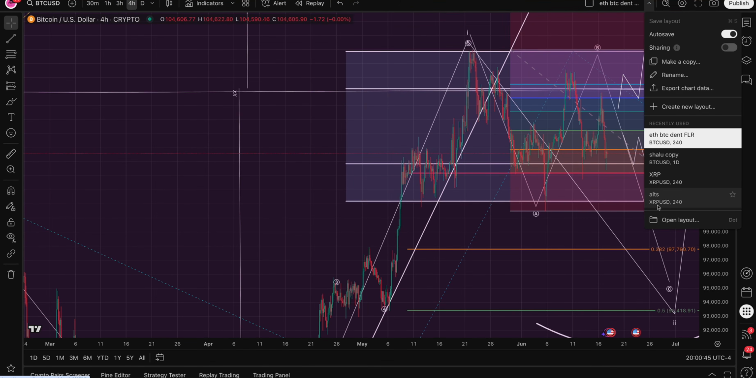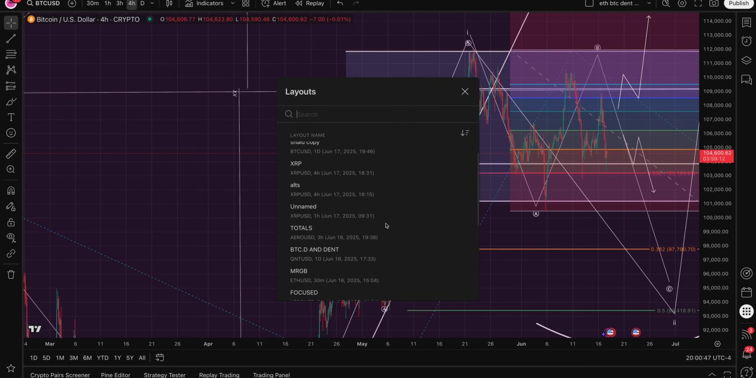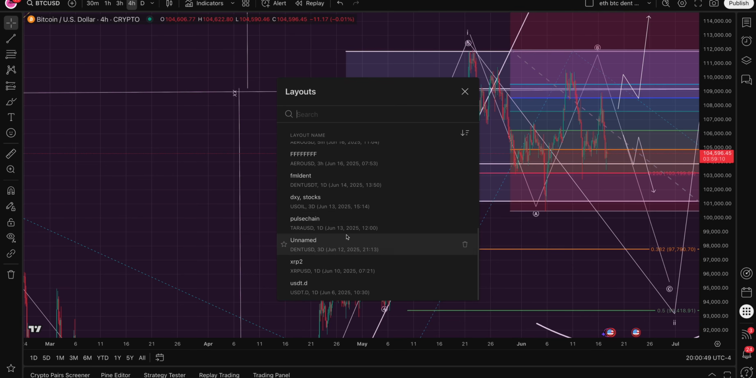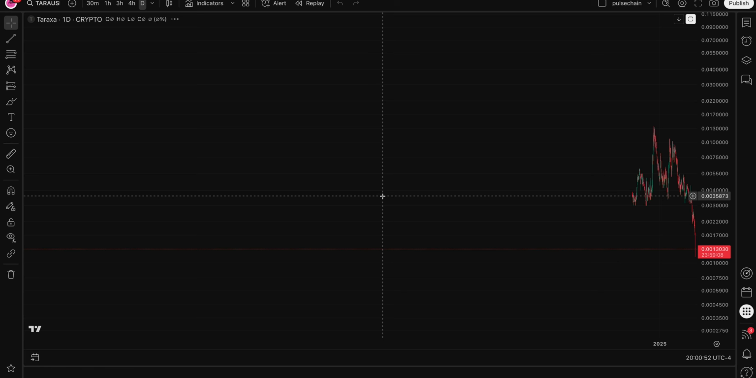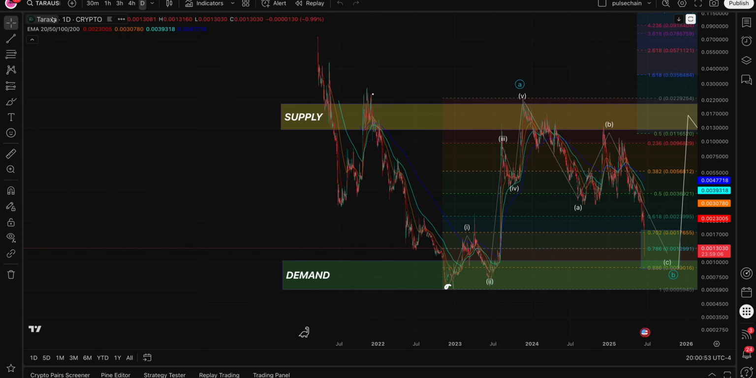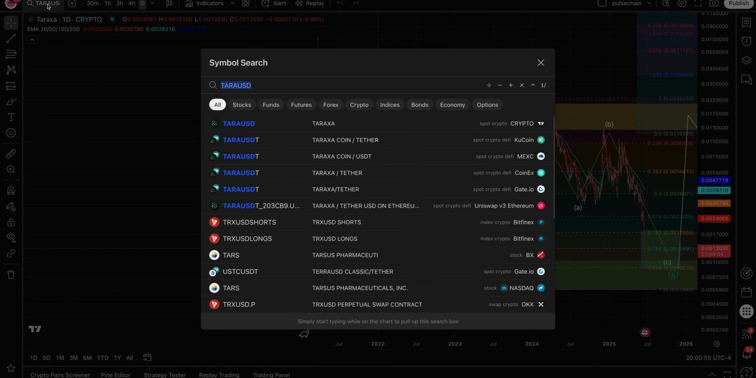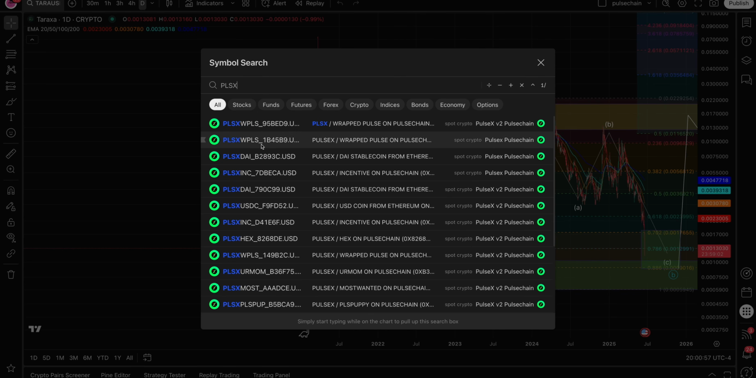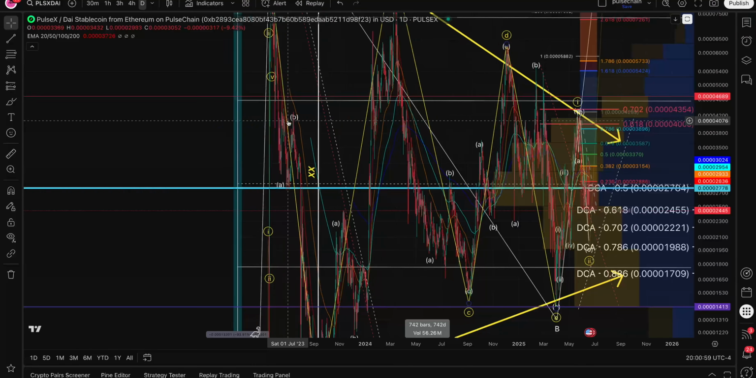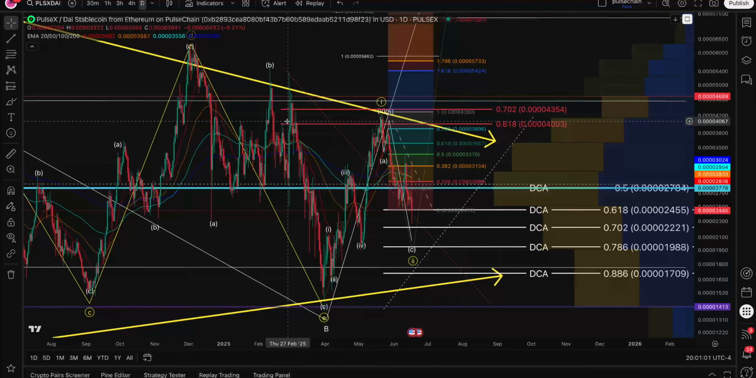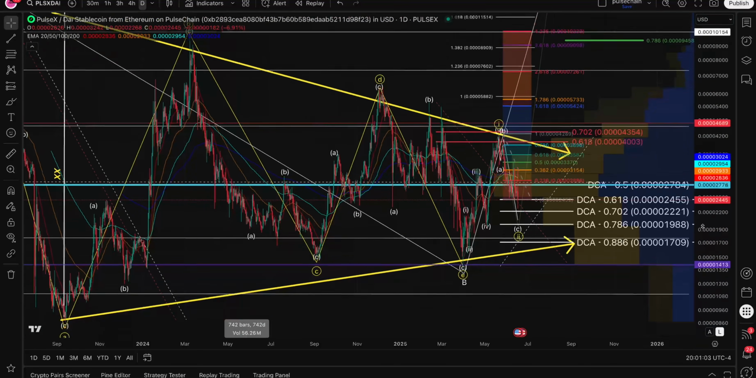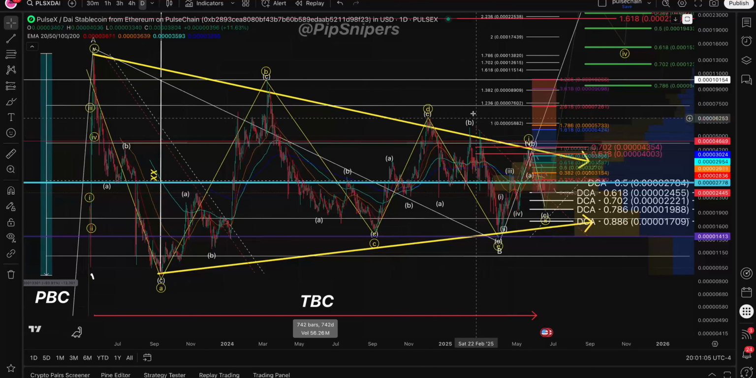Another update. In today's update, we're going to be taking a look at the PulseChain ecosystem. So let's go ahead and take a look at the PulseChain ecosystem. We're going to be diving into the bullish and the bearish scenarios that I see here going forward. And so we're going to first start with PulseX.